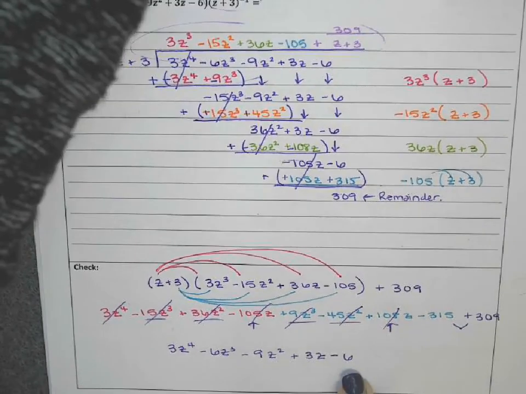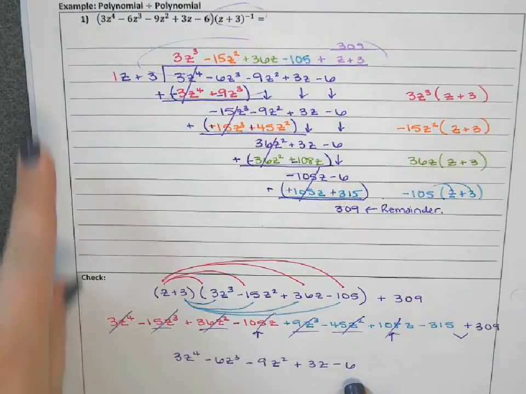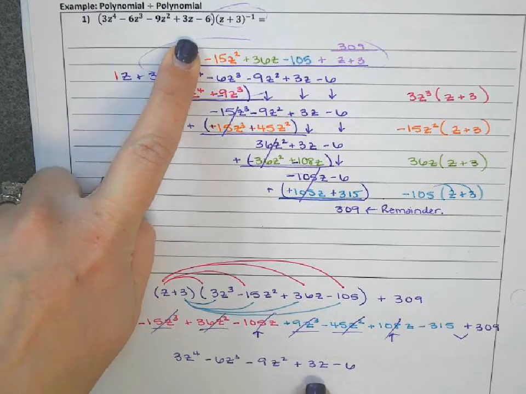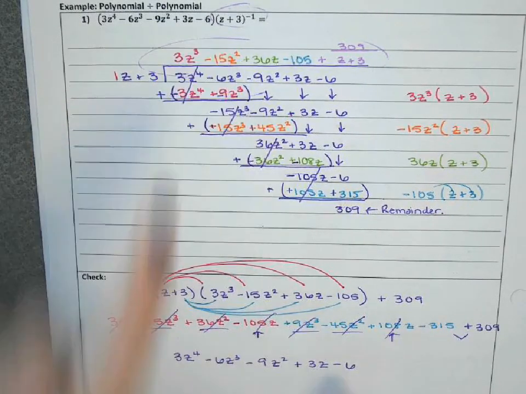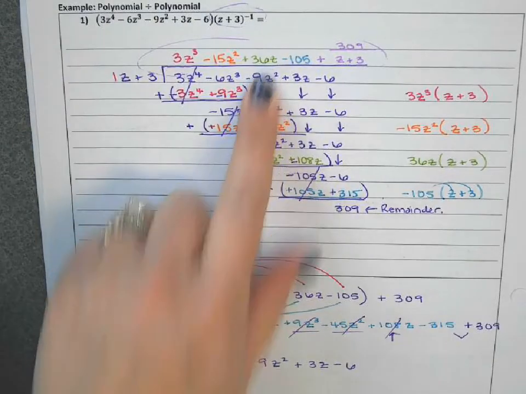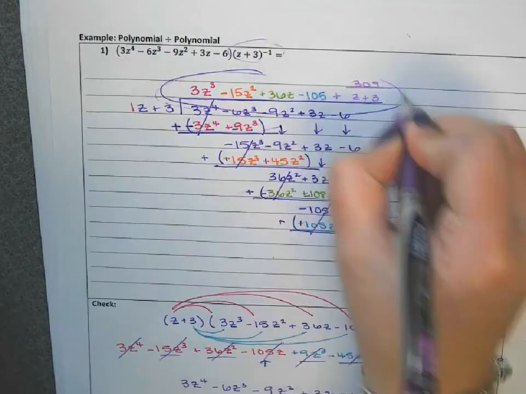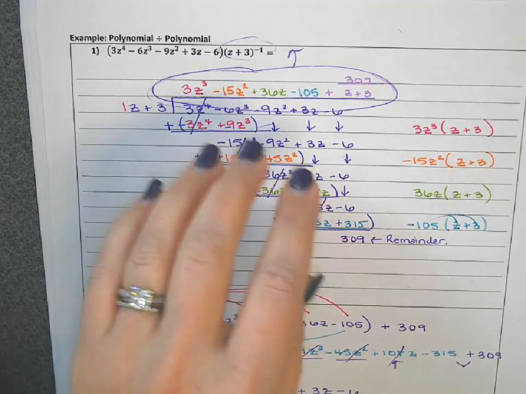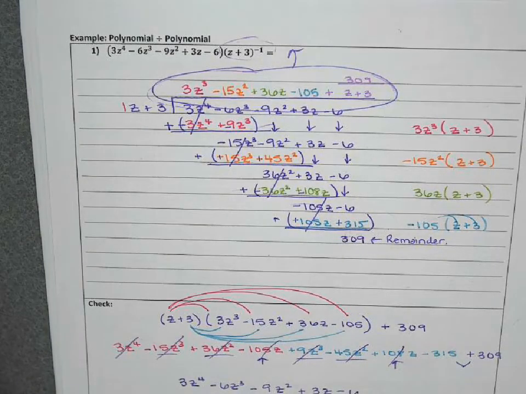Zoom out. Super long problem. There we go. 3z to the fourth minus 6z to the third minus 9z squared plus 3z minus 6. Since that was correct, I'm confident that this right here is my answer. I verified that that is my answer to my division problem.